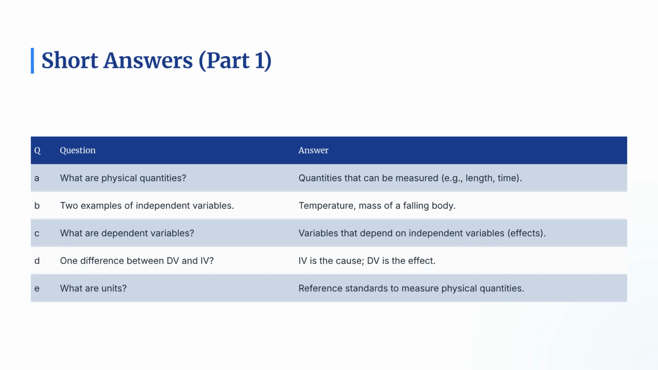In the short answers, Part 1. Physical quantities are quantities that can be measured, like length and time. Independent variables are factors that are changed, such as temperature. Dependent variables are the effects that rely on independent variables. The difference between an independent variable and a dependent variable is that the independent variable is the cause, and the dependent variable is the effect. Units are reference standards used to measure physical quantities.